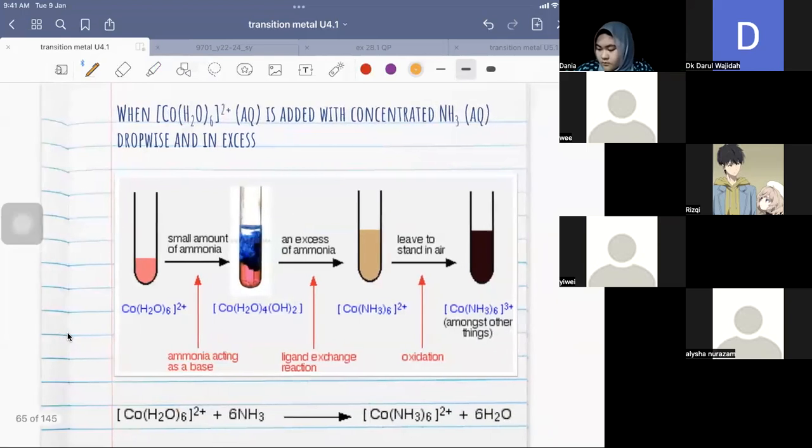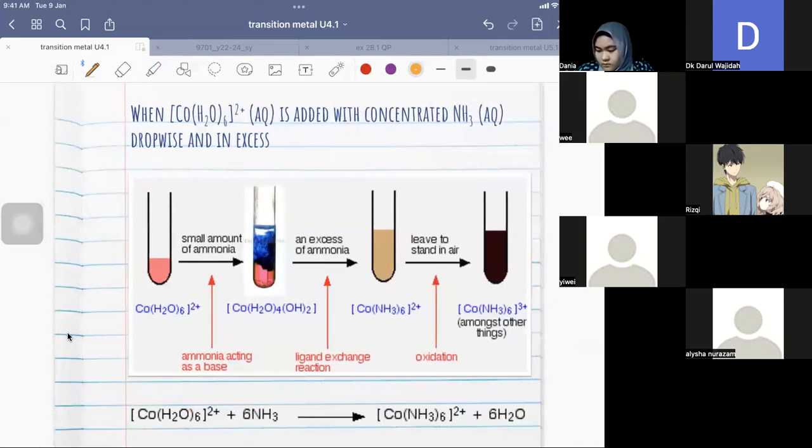Okay, so I want to quickly finish this. So this is what happens during the change. Okay, you add a small amount, you will get a precipitate, blue precipitate, which is the cobalt hydroxide, the one that we looked at, the first one in part A, and then in excess ammonia, all the six ligands, whether it's water or whether it's hydroxide, all six will be kicked out by the ammonia molecules to form a brown precipitate. Okay.